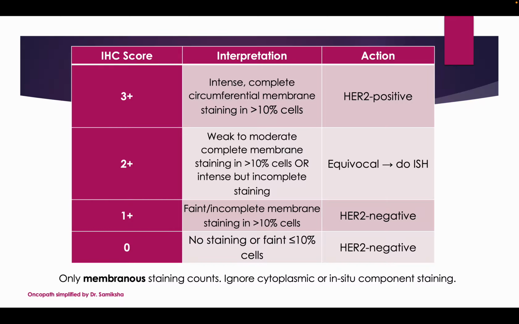Then coming to IHC score 1+, whenever there is a faint or incomplete membrane staining in more than 10% cells, you call them 1+ on IHC, and they are HER2 negative tumors. Again, when there is no staining or faint staining in less than or equal to 10% cells, IHC score of 0 is given, and they are again labeled as HER2 negative tumors. One thing to note here is only the membranous staining will count. Please ignore the cytoplasmic staining as well as the in situ component staining. Only count the membranous staining in the invasive tumor cells.